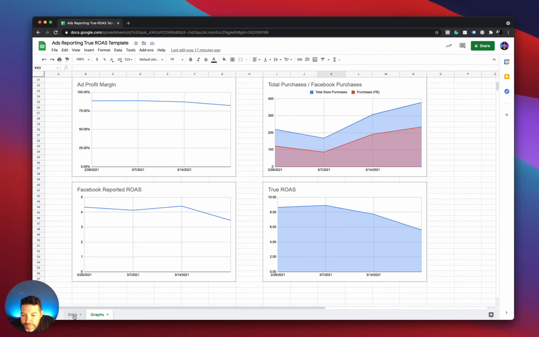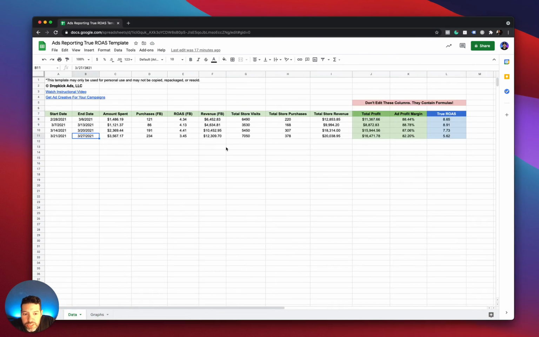So when you do this, whenever you're going to add a new line, what I would do is simply just copy, paste the line here, and then you can just change all this info. And that way, these formulas will automatically populate whenever you do so. And that's pretty much it.